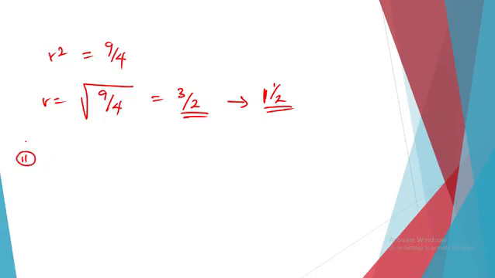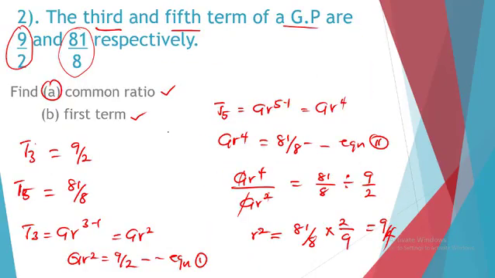Our r is equal to the square root of 9/4, which will give us 3/2. Or we can leave it as an improper fraction, which is one whole number, 1/2. That's the value of our r. Then the B part of the question said we should find the first term.